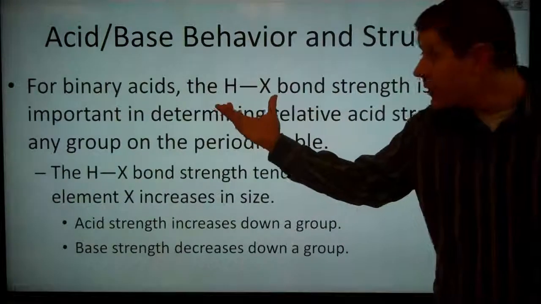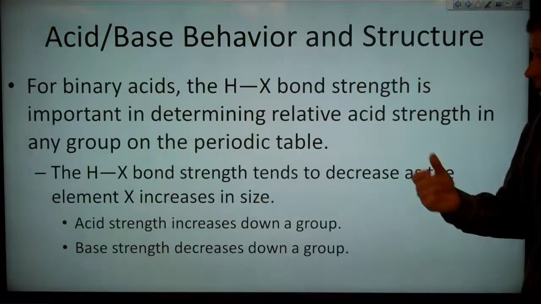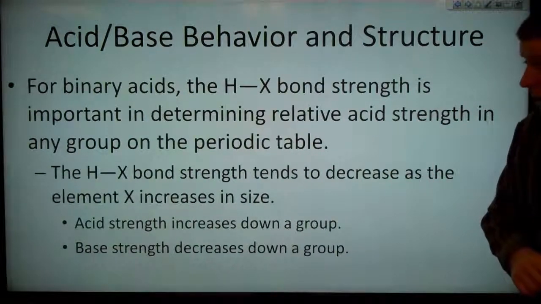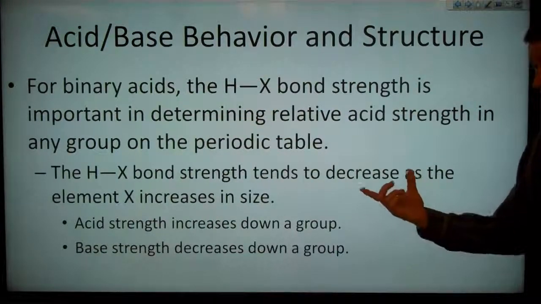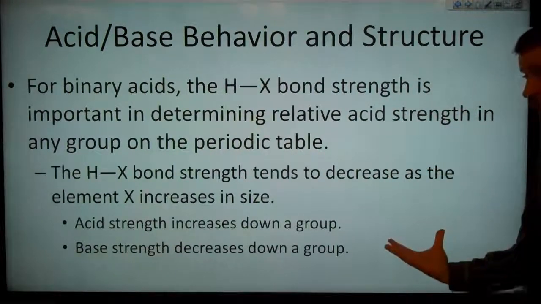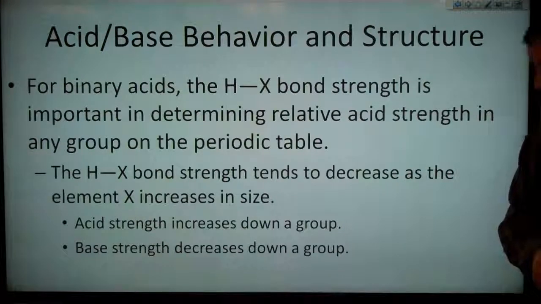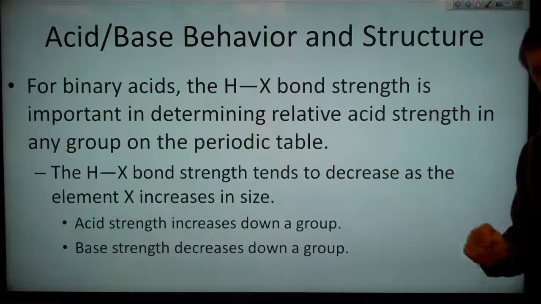So for binary acids, this HX bond strength is important in determining the relative acid strength in any group on the periodic table. The HX bond strength tends to decrease as the element X increases in size. So as we move down on the periodic table, that bond strength is going to get weaker, which means that acid strength is increasing as we move down a group.